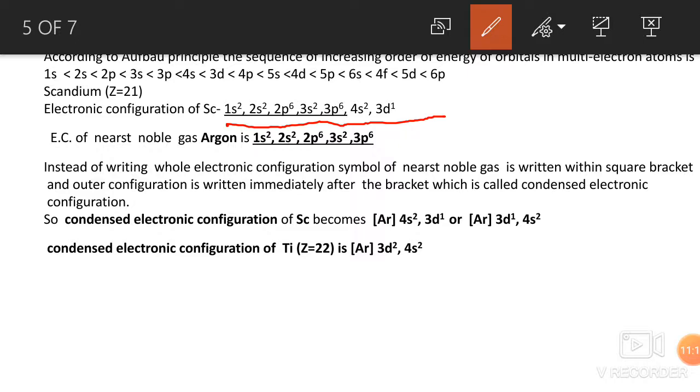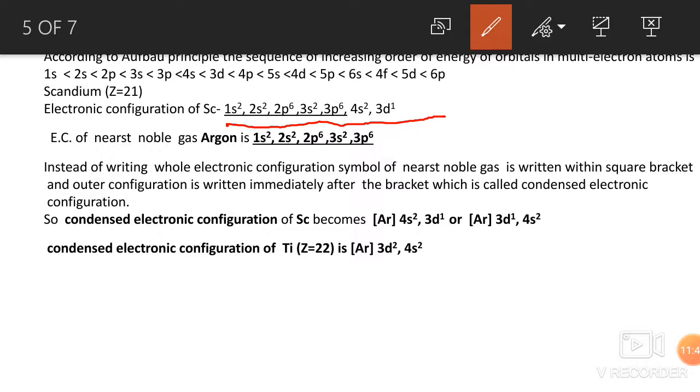While writing the condensed electronic configuration, the symbol of the nearest inert gas is used. The symbol of the nearest inert gas is written within square brackets, and only the outermost electronic configuration is written outside the square brackets.